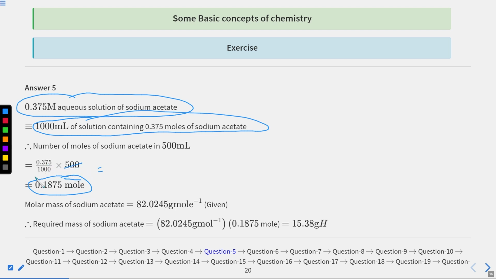If you divide 500 by 1000, that would give you 0.5 only, right? So we are doing this multiplication only, so we got this thing. Now the molar mass of sodium acetate is this, so we have multiplied all of these three to get 15.38, sorry, this is wrong, gram of sodium acetate.